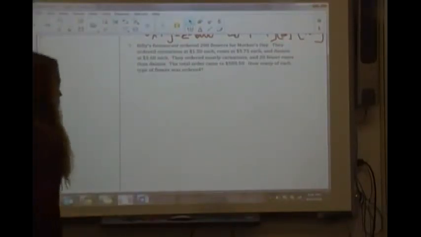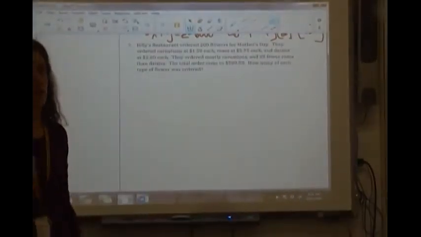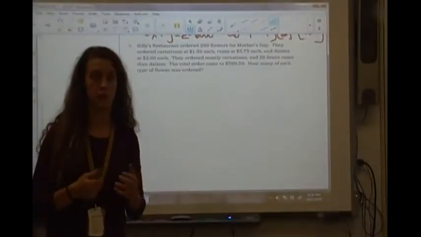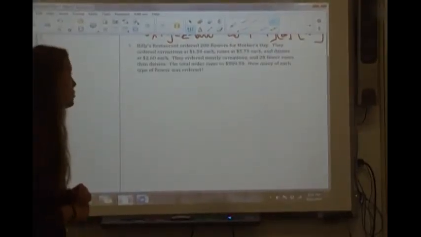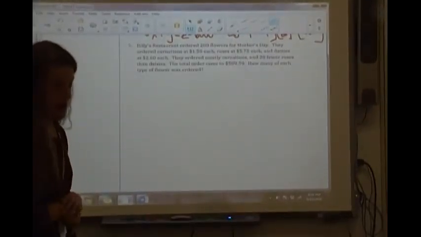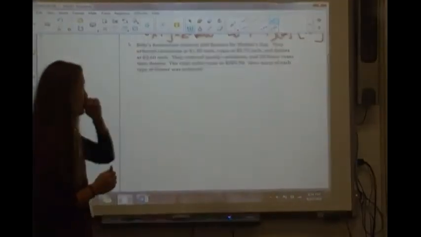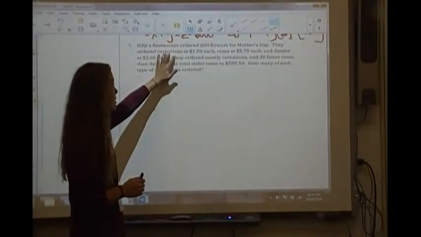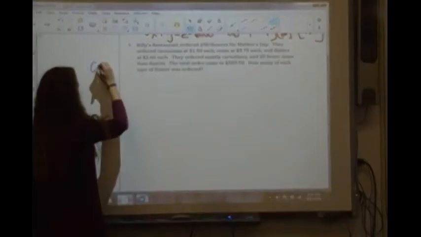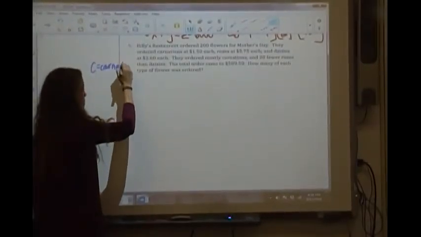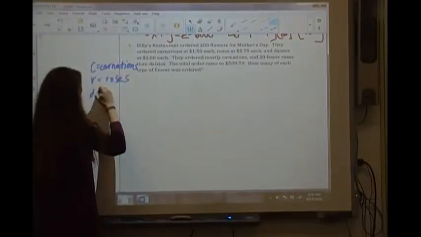Okay, so I really hope that you're starting to get the hang of writing these equations. Once we have the equations, the matrices make it pretty simple to solve. So our last one here, we have Billy's Restaurant that ordered 200 flowers for Mother's Day, and they ordered carnations, roses, and daisies. So I'm going to use C for carnations, R for roses, and D for daisies.